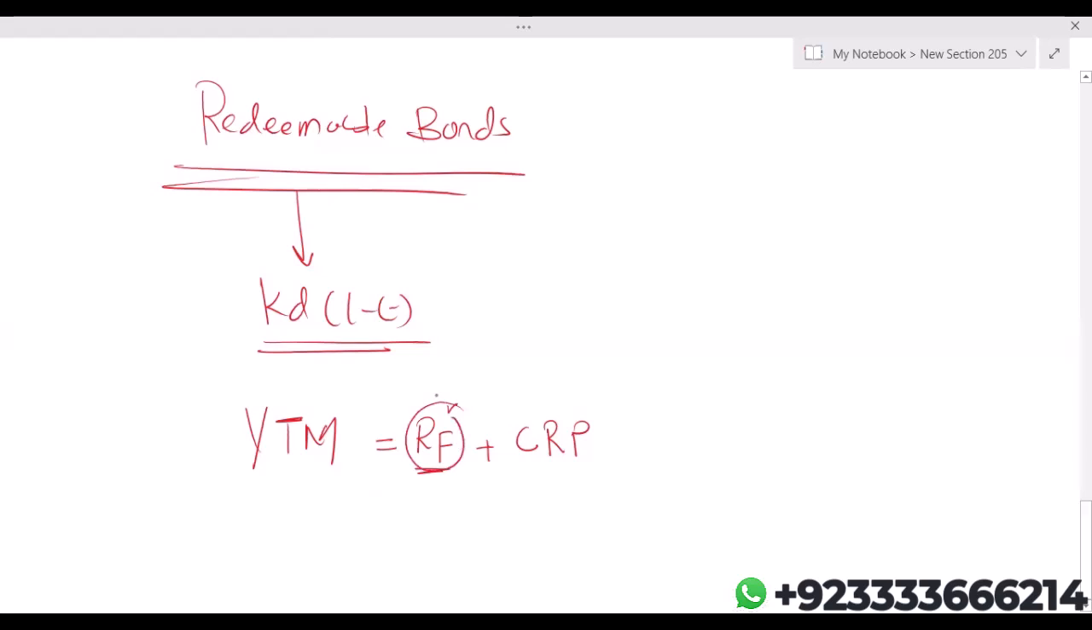Here RF is simply the government bond rate. My bond has a maturity period of 4 years, so in the question you will find the government bond with a maturity period of 4 years. The rate on that government bond will be your RF, plus the credit risk premium. Another name for the credit risk premium is default risk premium. Of course, your company will have a cost higher than the RF. Why? Because your company is riskier than the government. So the first priority will always be the YTM approach, that is, YTM is equal to RF plus CRP.